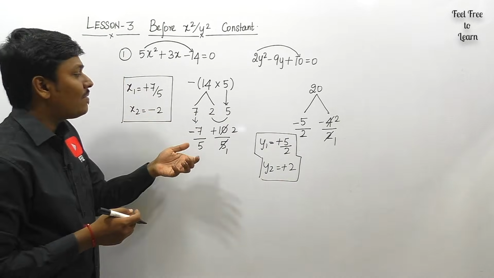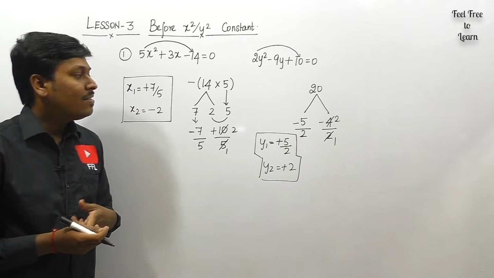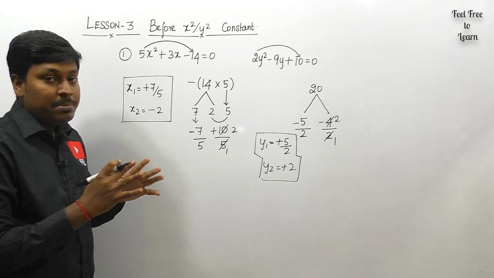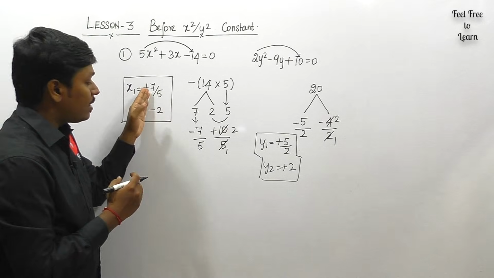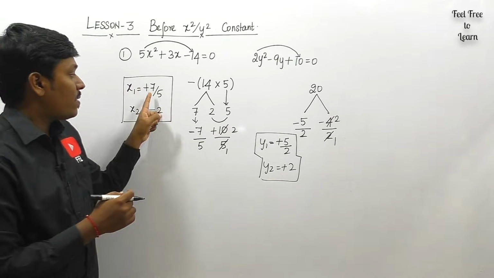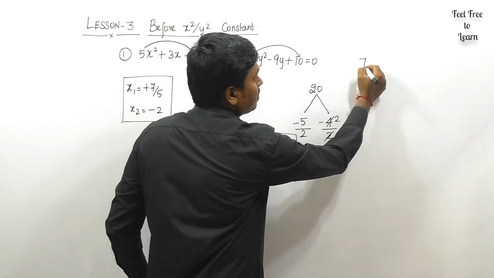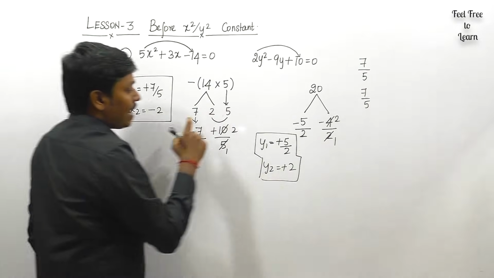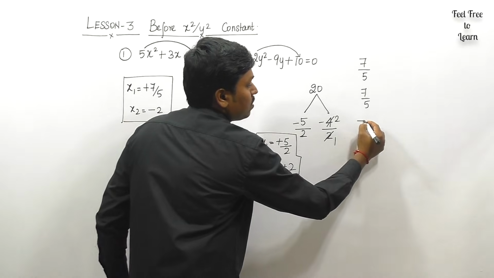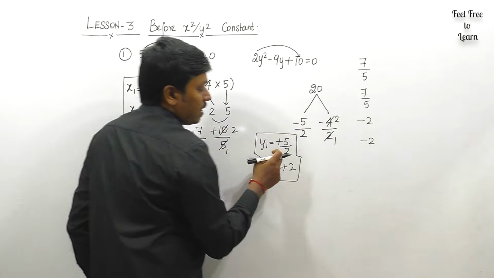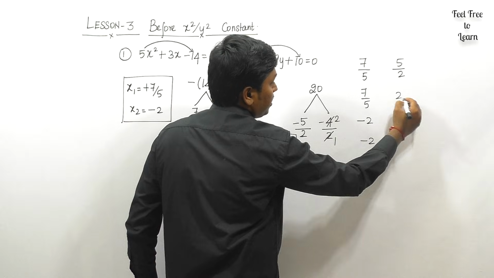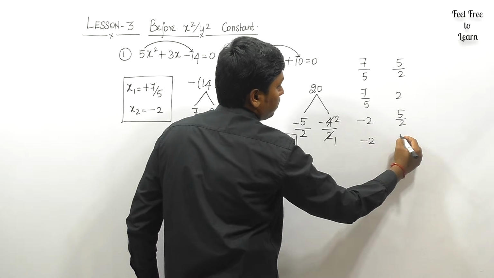After finding the values, you know how to compare a value, right? Which I have already taught in lesson number 1. So friends, the main concept behind this is that we need to compare all the x values with the y values, right? So x1 will be 7 by 5. Listen carefully, comparing is also important. 7 by 5, and x2 will be minus 2. Then y1, y2: y1 will be 5 by 2, y2 will be 2.